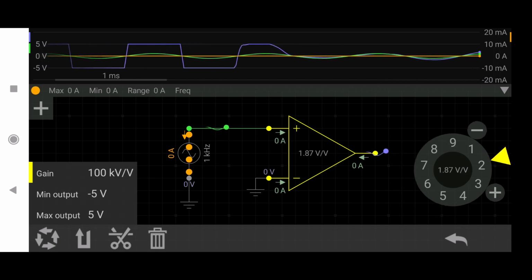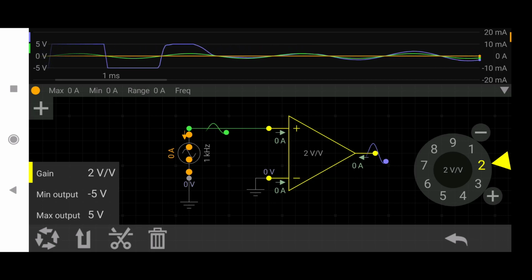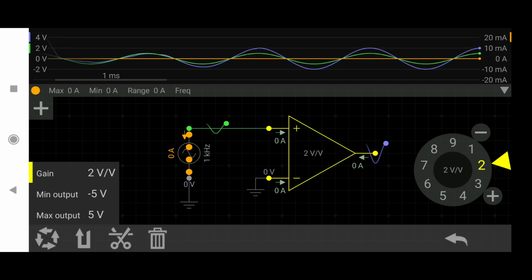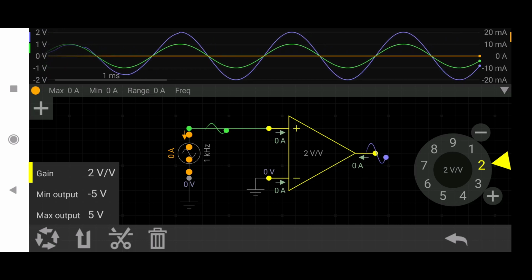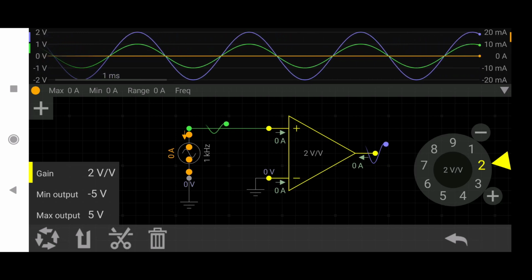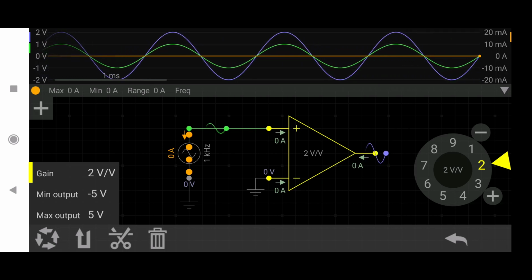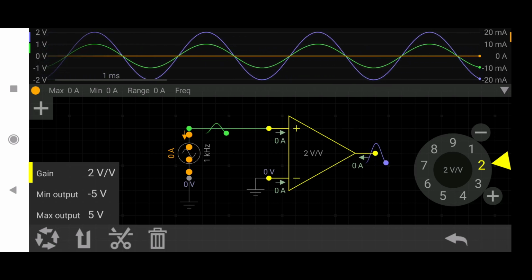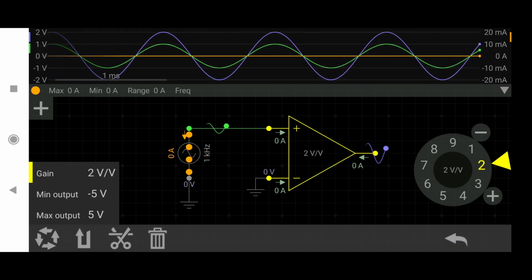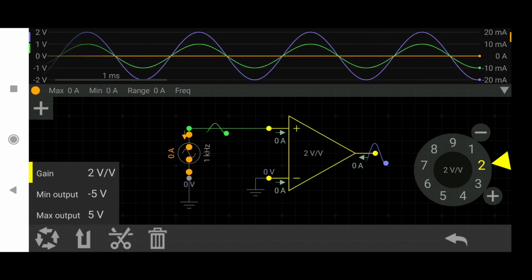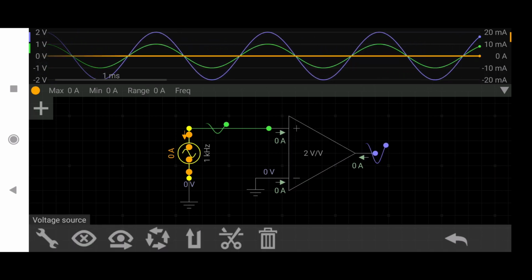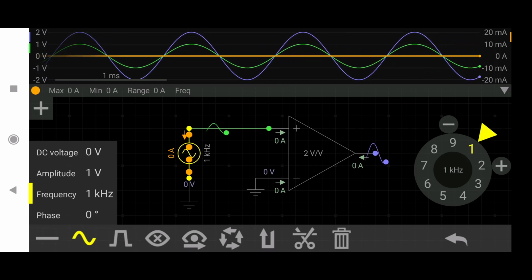To see it more clearly, we decrease the open loop gain of the op-amp to 2 volt. That means if we apply 1 volt at input, we will get 2 volt at output. Wow! The curve looks great and very clear. The input analog voltage is 1 volt peak, clearly represented by the green curve, and the output voltage is 2 volt peak, clearly represented by the blue curve. Now we will learn about the voltage transfer curve of op-amp and understand it practically.